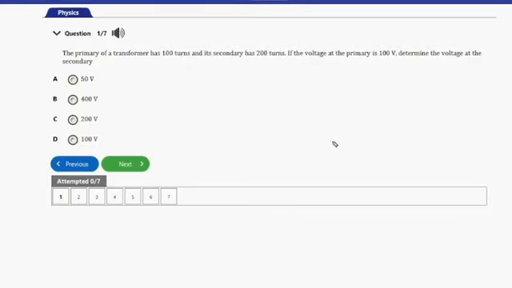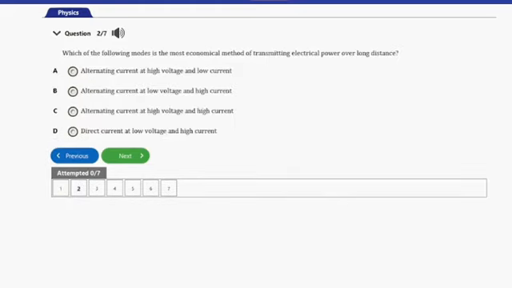Let's go ahead and consider number 2. Question number 2 says, which of the following modes is the most economical method of transmitting electrical power over long distance? We have A, alternating current at high voltage and low current. B, alternating current at low voltage and high current. C, alternating current at high voltage and high current. D, direct current at low voltage and high current.